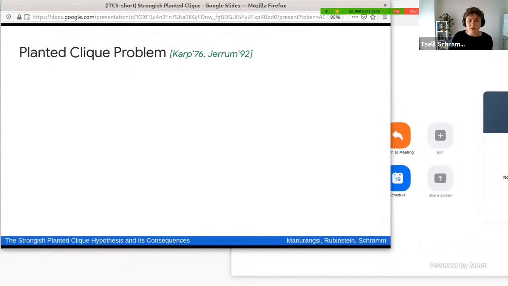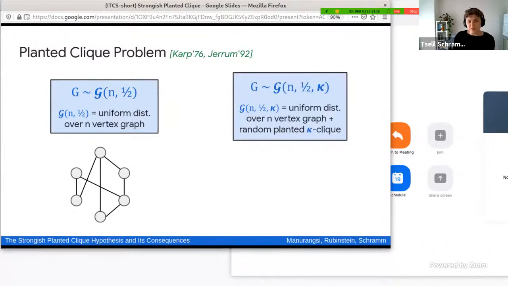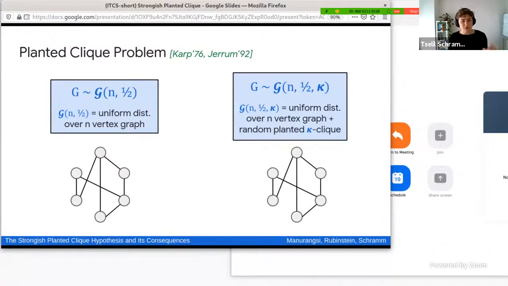Either a graph sampled from G(n, 1/2), which is the uniform distribution over n-vertex graphs, or alternatively, you can think of it as I have n vertices, and then I sample each edge to be in the graph independently with probability half. My other distribution on graphs is I will sample a graph from G(n, 1/2), and then I'll choose a random subset of k vertices, and I'll put a clique on it. My goal is, given a sample from one of these two distributions, to decide which distribution it came from with high probability.